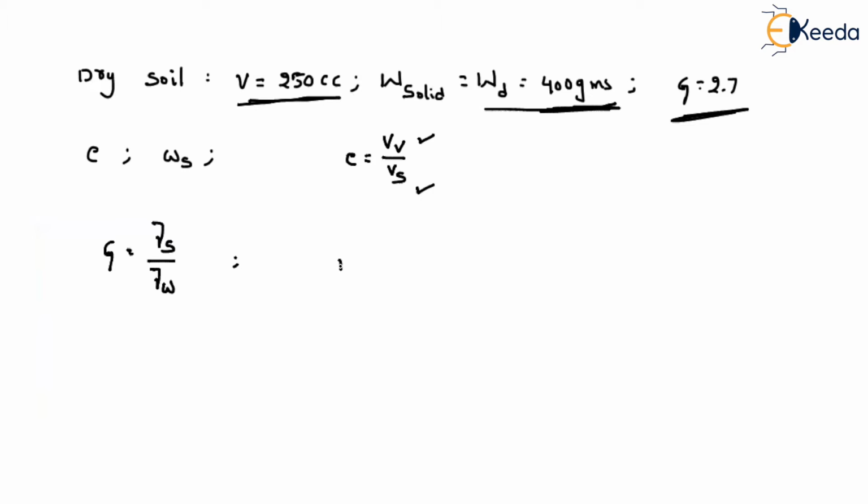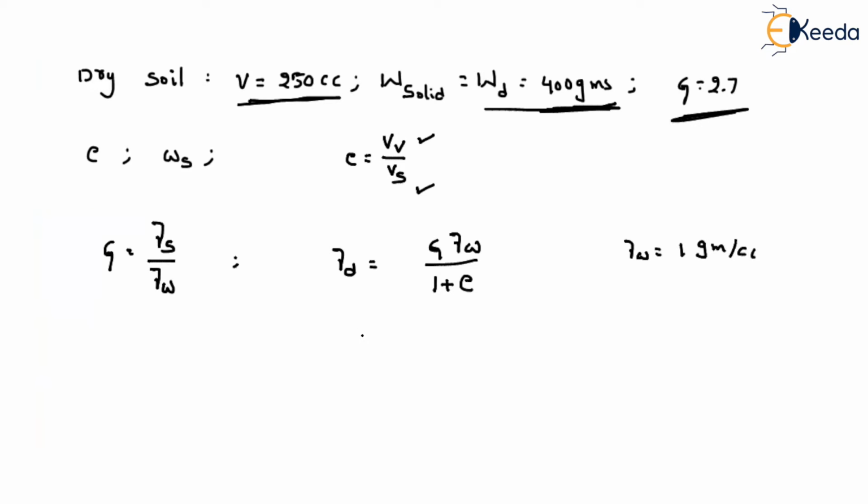If you remember, gamma D can be written as G into gamma W divided by 1 plus e. From this, gamma D is the weight density. How can you find weight density? Weight of the dry soil divided by total volume. And here, I'm considering weight in grams, and volume in centimeter cube. Then what about gamma W? In terms of grams and centimeter cube, it is 1 gram per cc.